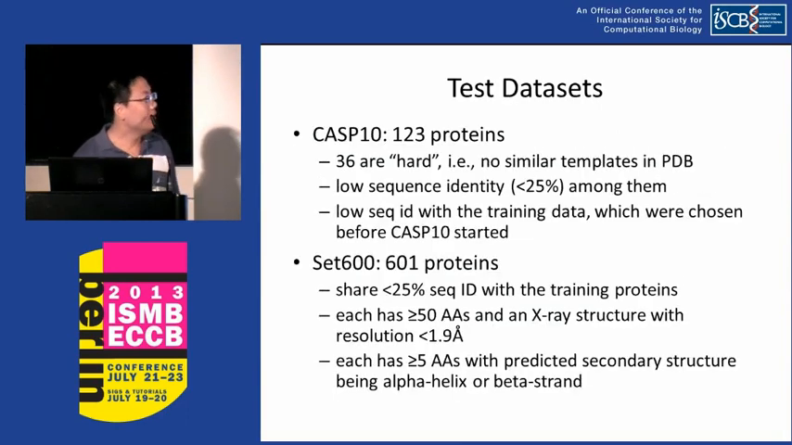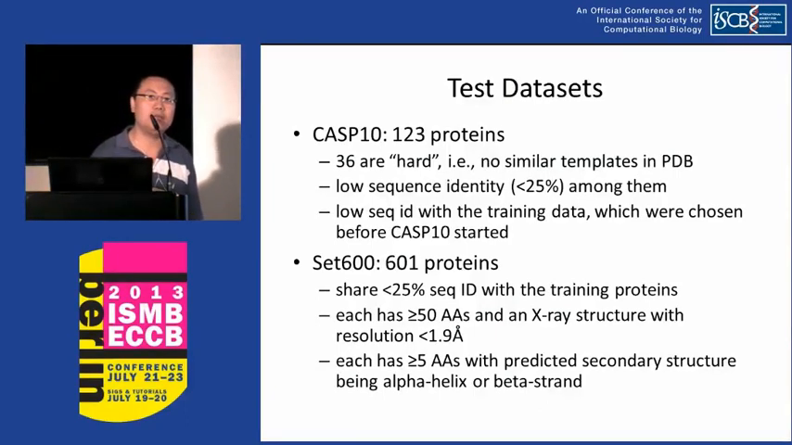So finally, we solve this linear program to do the contact prediction. Now I'm going to show you some experimental results.